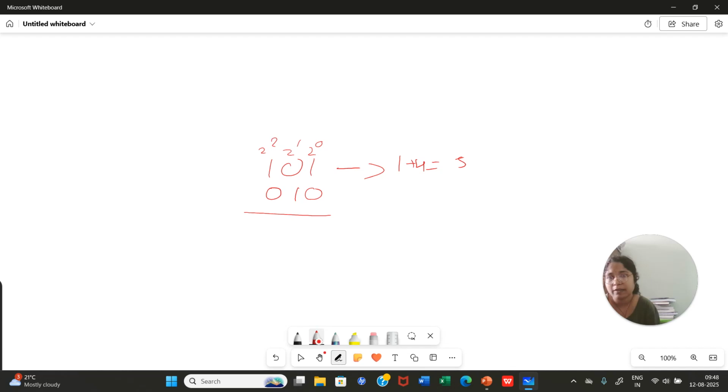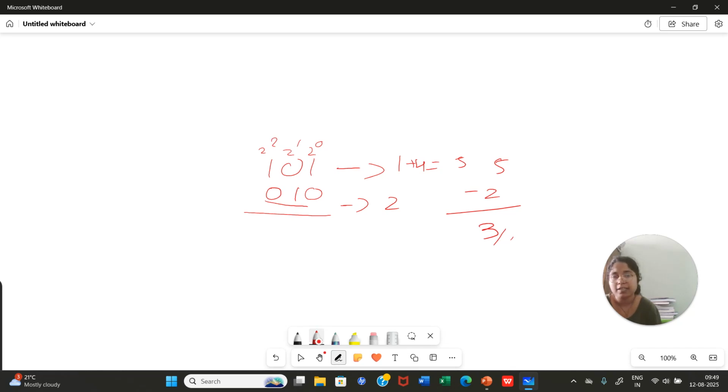Let me check the decimal value of the other binary number. That is 2. What answer do we get after 5 minus 2? We get 3. The same answer we need to calculate in binary.